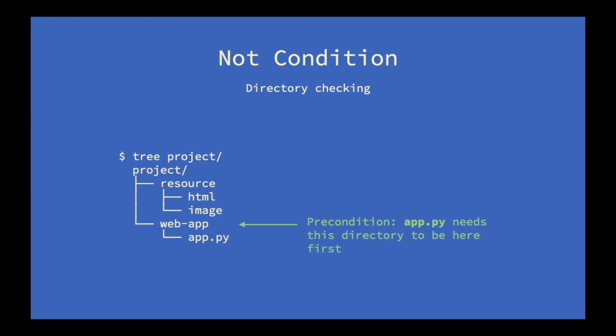Okay, the second bonus example is not condition. Often, our scripts need to run under certain preconditions. Therefore, we have to check whether that precondition is fulfilled before continuing. Take this web application as an example. The file app.py is working under the directory project/webapp. So one of the preconditions is that the directory needs to be there first. Let's write a simple script to make this happen.